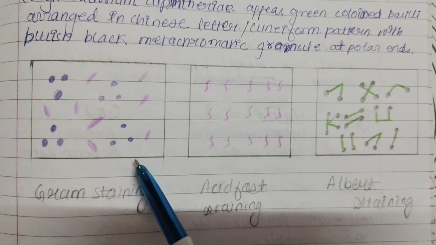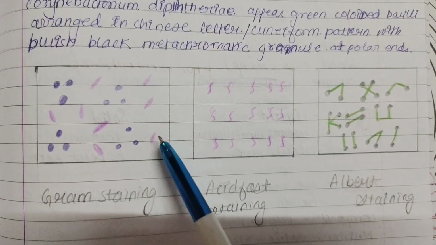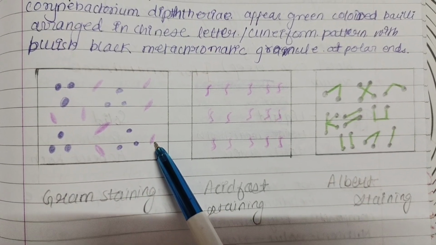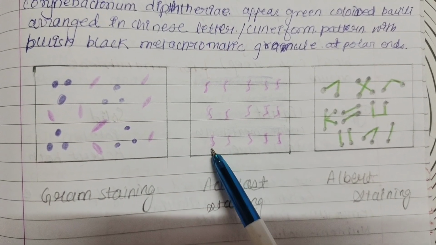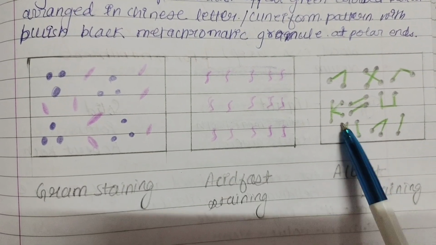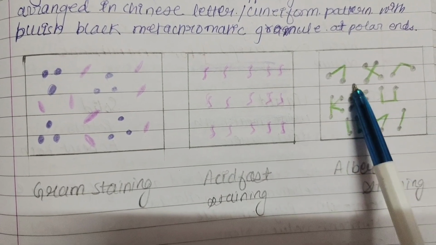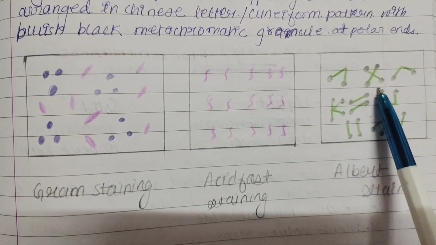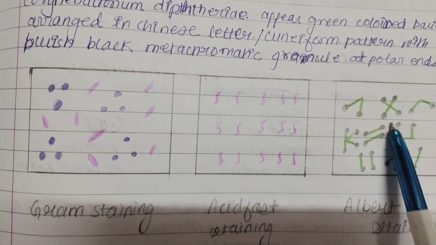Now here we can see Gram staining, in which we see gram positive and gram negative bacilli. In acid-fast staining, we see acid-fast bacilli, and in Albert staining, we see Corynebacterium diphtheriae with Chinese letter appearance and metachromatic granules.